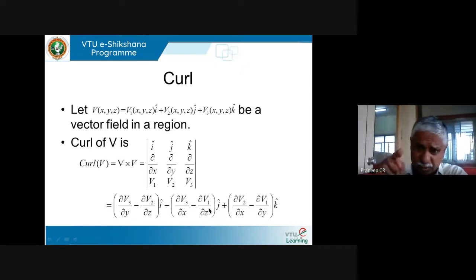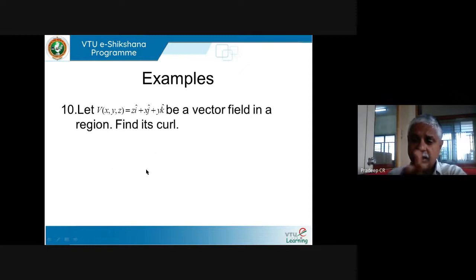But from an examination point of view, you need to know how to evaluate this. Given V, which means given V1, V2, V3, you should know how to evaluate this determinant. It's the boring part, but that's what is there in your exam. So let us look at some examples. Let V of x, y, z be this particular vector field, z i plus x j plus y k, a vector field in a region. Find its curl.